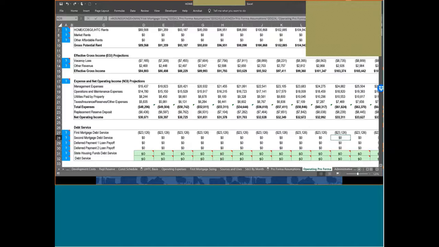So it's kind of the way our business works. A typical rule of thumb is that a developer fee could be in the range of 12 to 15% of total development costs, but it's not common that all of that fee is collected out of development sources. Often fairly large chunks of that are deferred and are recovered out of cash flow in the deal.